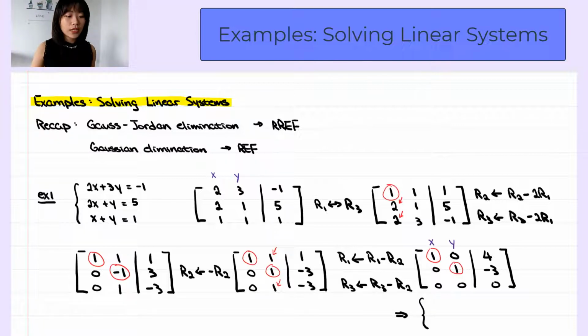So from this reduced matrix, the first row says 1 times x plus 0 times y equals 4. Second row says 0 times x plus 1 times y equals negative 3. And the third row says 0 times x plus 0 times y equals 0. So 0 equals 0. So the solution to this system of equations is x equals 4 and y equals negative 3.